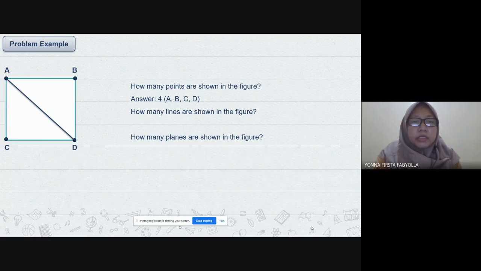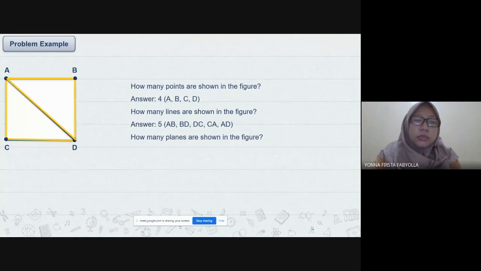Second problem is how many lines are shown in the figure. A line is defined by 2 points. We have AB line, BD line, the third is CD line, fourth is CA line, and the last is AD line. So the conclusion is we have 5 lines: AB, BD, DC, CA, and AD.